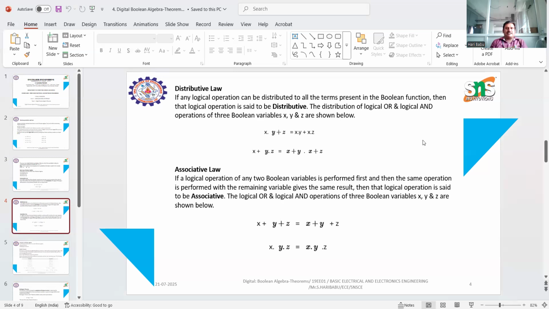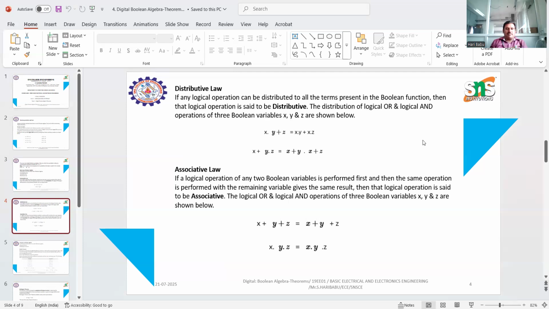Example: please note that x dot (y plus z) is equal to x dot y plus x dot z. So when we multiply the terms, x dot (y plus z) is equal to x dot y plus x dot z. Similarly, x plus (y dot z) will be (x plus y) dot (x plus z). These are the terms for this condition. Next is about associative law.